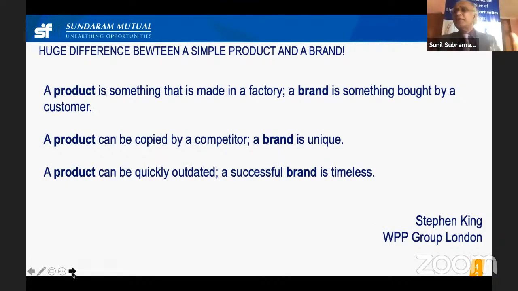A product is something that can be made in a factory. A brand is bought by a customer. That's brand value. A product can be copied, but a brand is unique. A product can become outdated, but a successful brand is timeless.